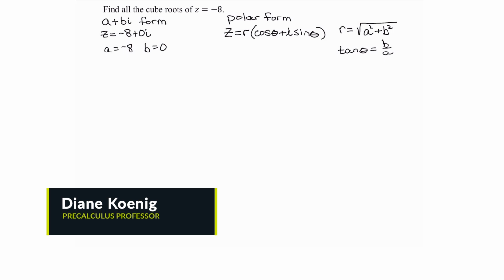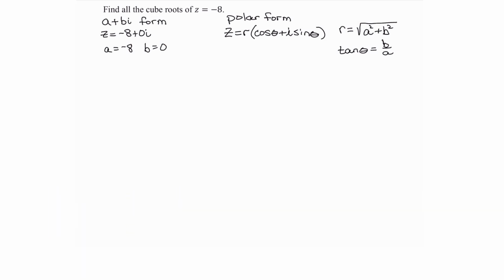Hello there. Welcome to the video on how to find all the cube roots of z equal negative 8. Now remember, when we were working just with the real numbers, we would only report the roots that were real numbers. But on the complex plane, we are going to get as many roots as the index. So here we want the cube roots. That would be an index of 3, meaning we will have 3 cube roots of z equal negative 8.